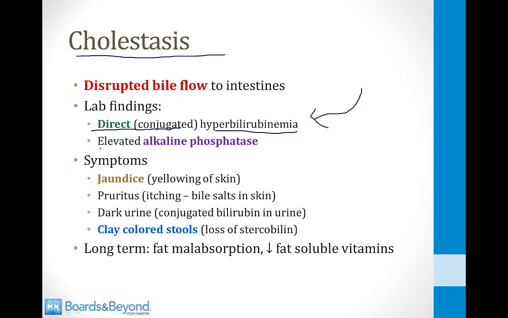Another characteristic finding is elevated alkaline phosphatase. Alkaline phosphatase is synthesized by bile duct epithelial cells, and when there's obstruction to bile flow, the level of this enzyme in the serum will rise.